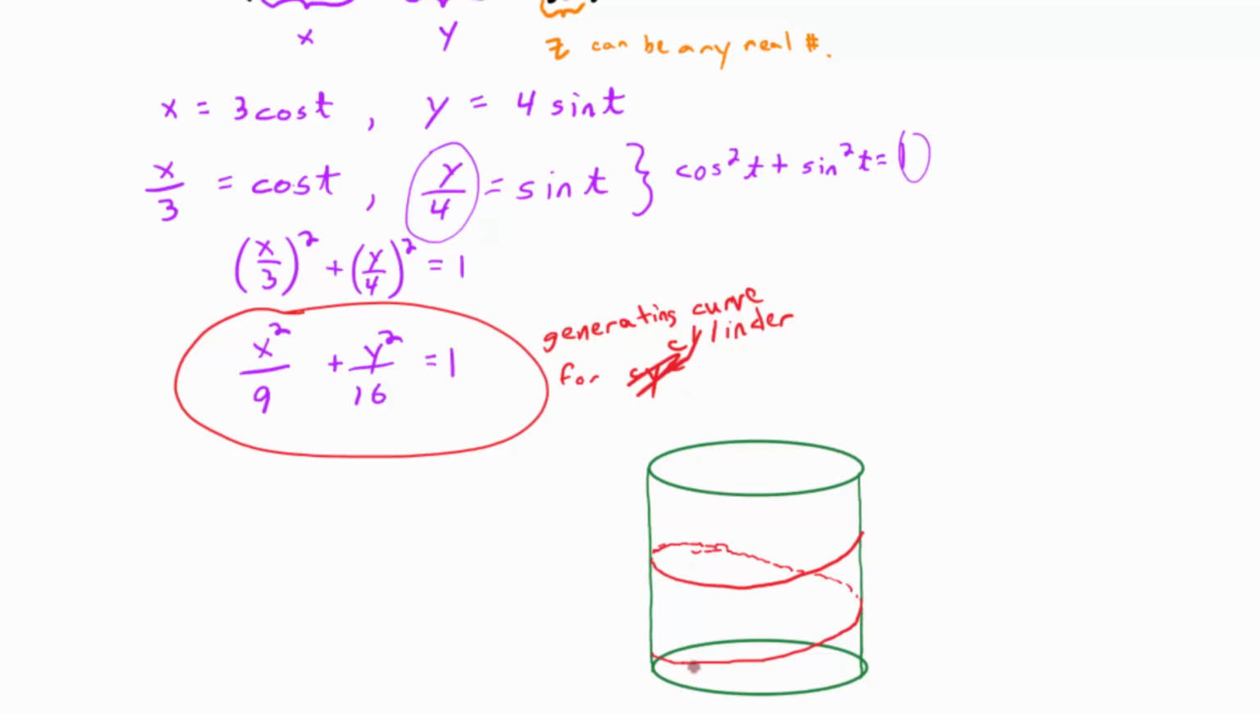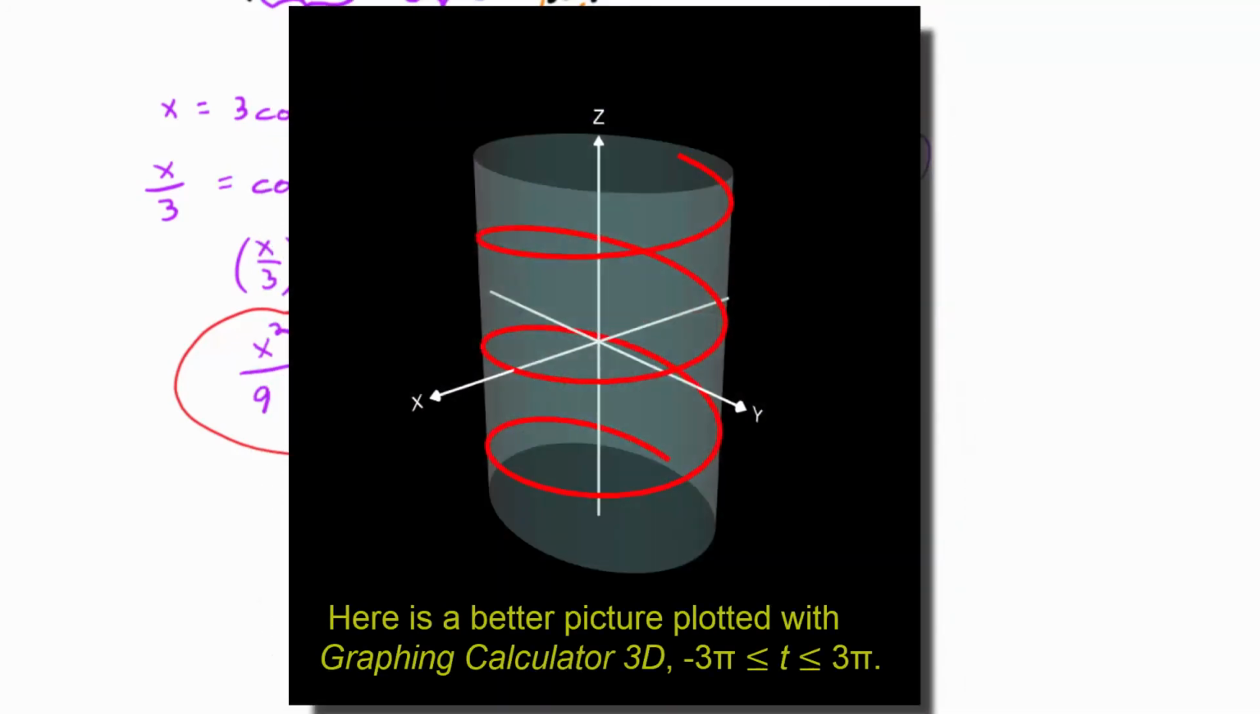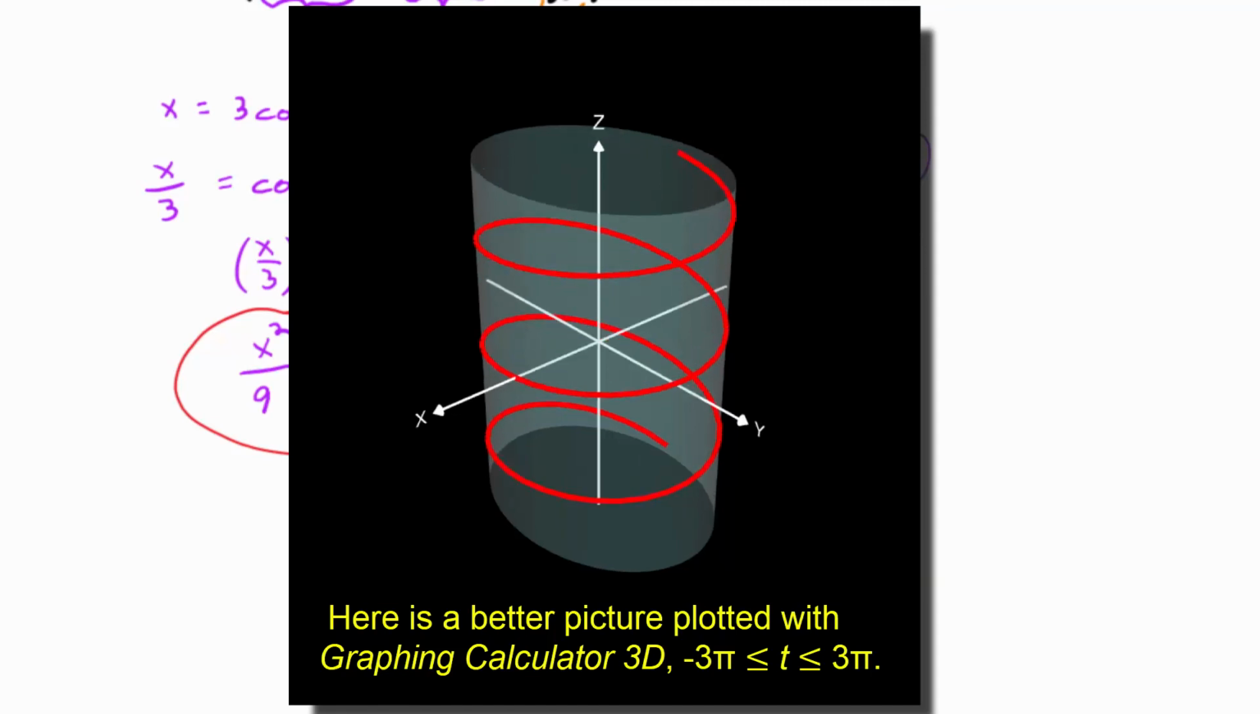Okay? Well, how do I know that that curve lies on the cylinder? Let me put it this way. The points that make up the helix are solutions to the equation of the cylinder. And therefore, the graph of the helix lies completely on the cylinder.